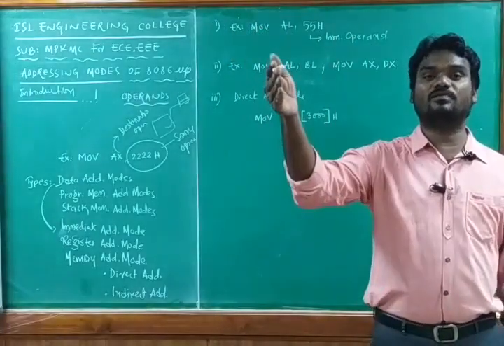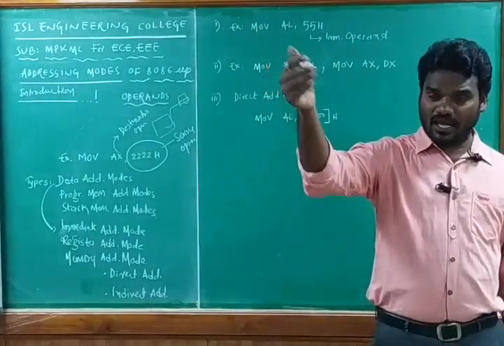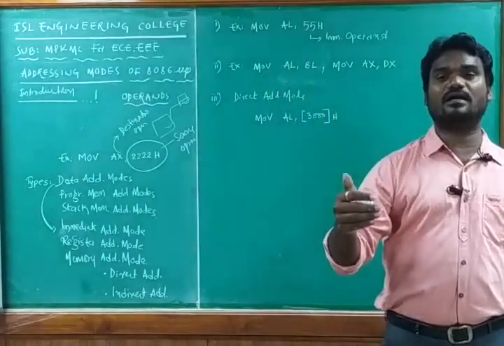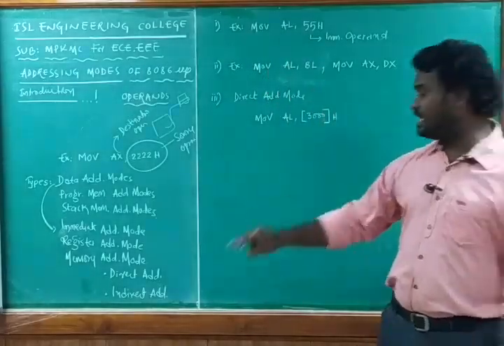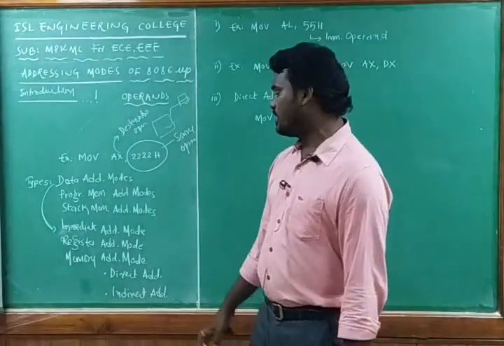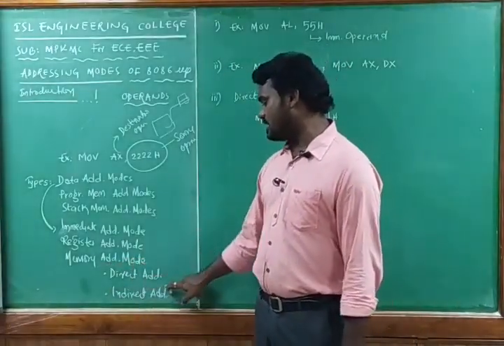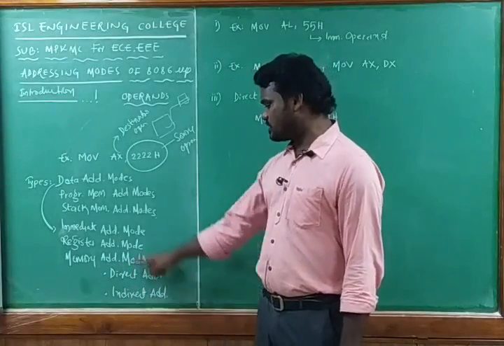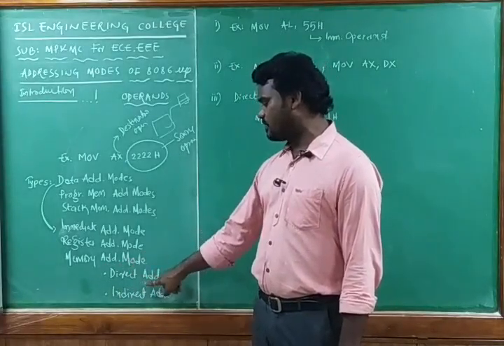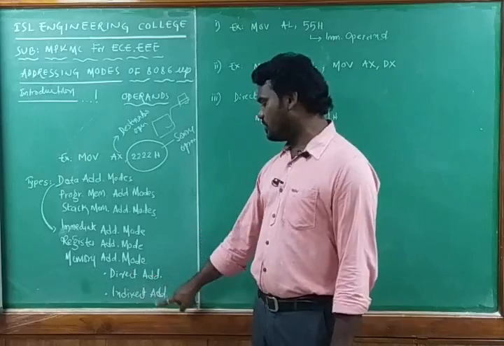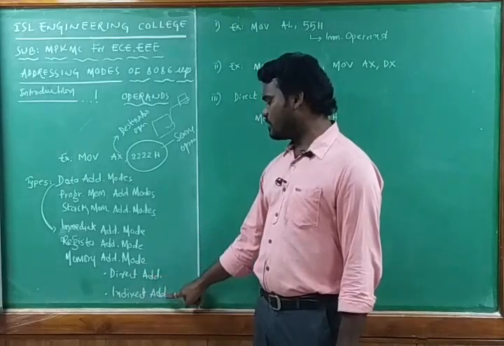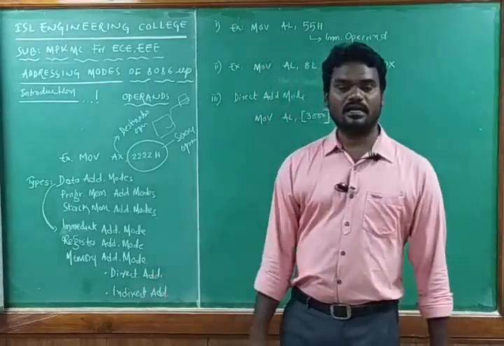The 8086 microprocessor has to access that operand which is there in the memory, that is memory address mode. And next one is direct address mode. In memory addressing modes only, we are having two more. One is direct addressing mode, another one is indirect addressing mode.